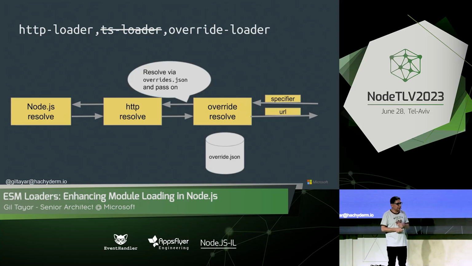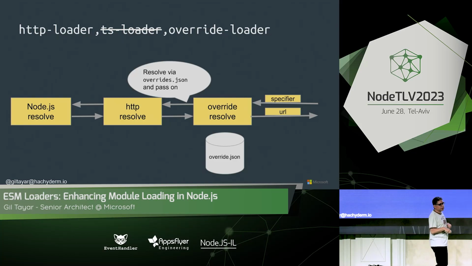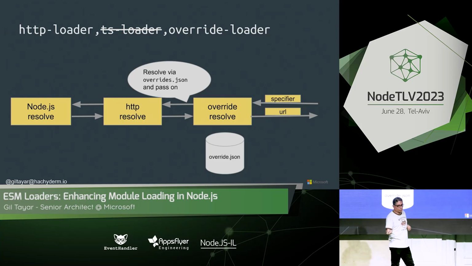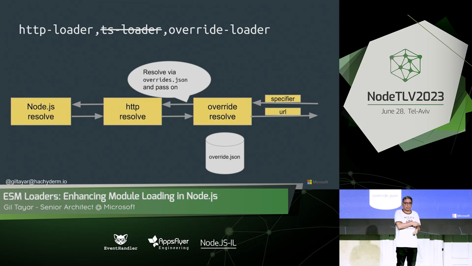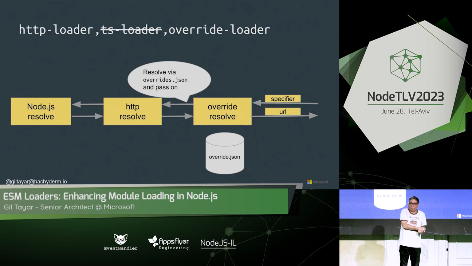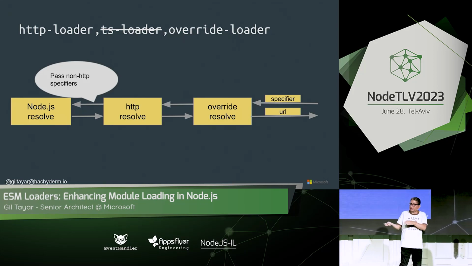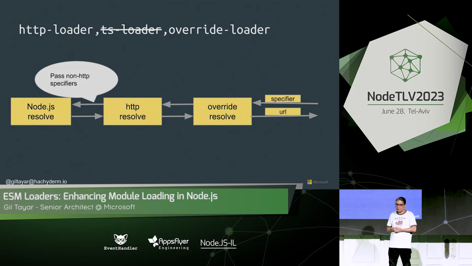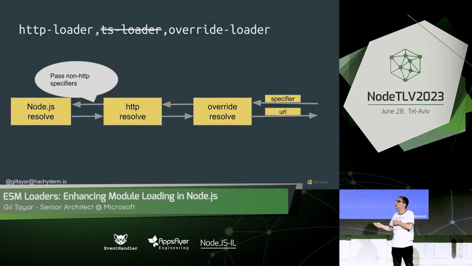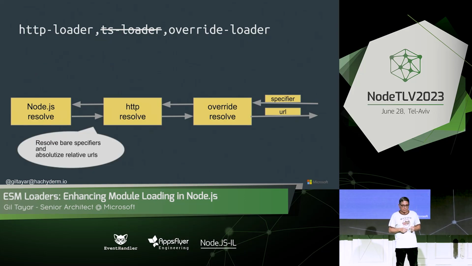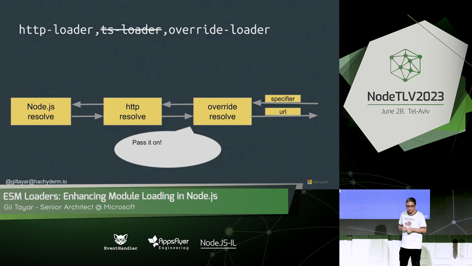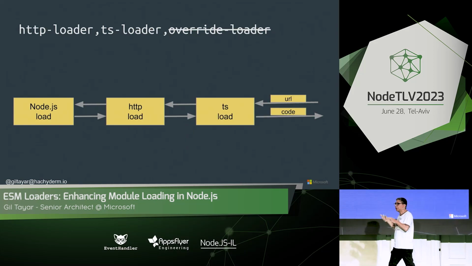So let's see. The specifier goes in, goes through the override resolver. The override resolver reads the override JSON, resolves via override JSON and passes it on to which resolve? The next resolve, if you remember. Next resolve in this case is not the default Node.js resolver, it's the HTTP resolver. If it's non-HTTP, it passes it on to the Node resolver. If it is HTTP, it just returns the URL as is. Okay? And there we go. This is the resolving part.